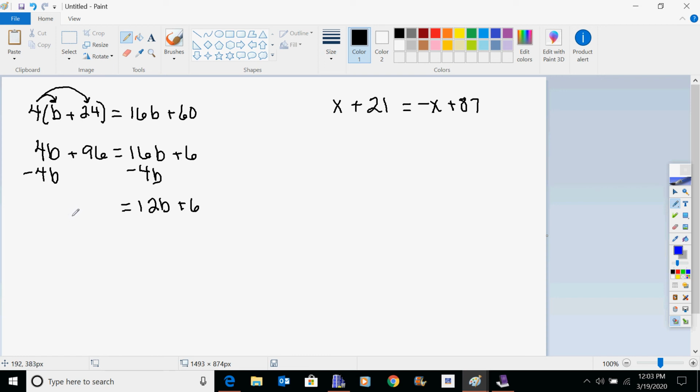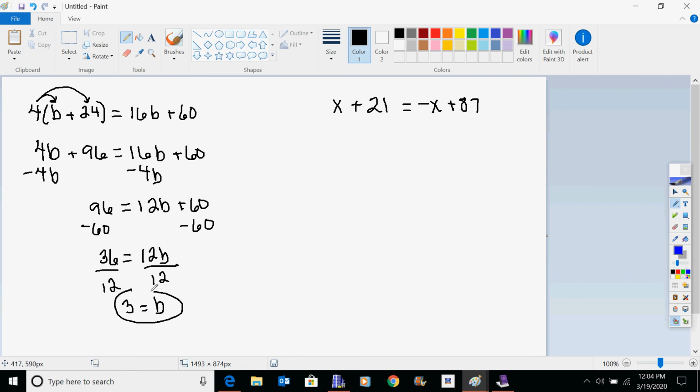Let me just make sure I've got the right question here. Oh, 60, not 6, 60. So 96. Then I can take away the 60. And when I take away the 60 from both sides, always from both sides to keep your algebra problem going, you get 12b equals 36. Then you can divide both sides by 12, and you get b equals 3. And that would be your final answer.